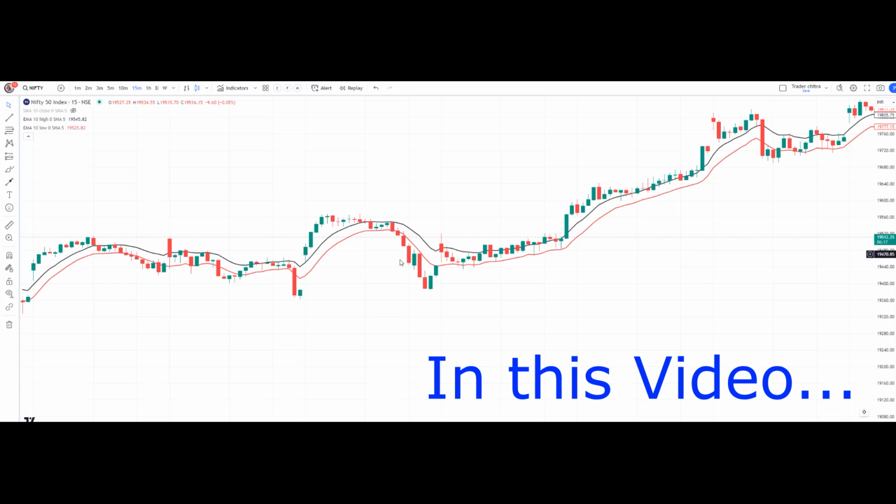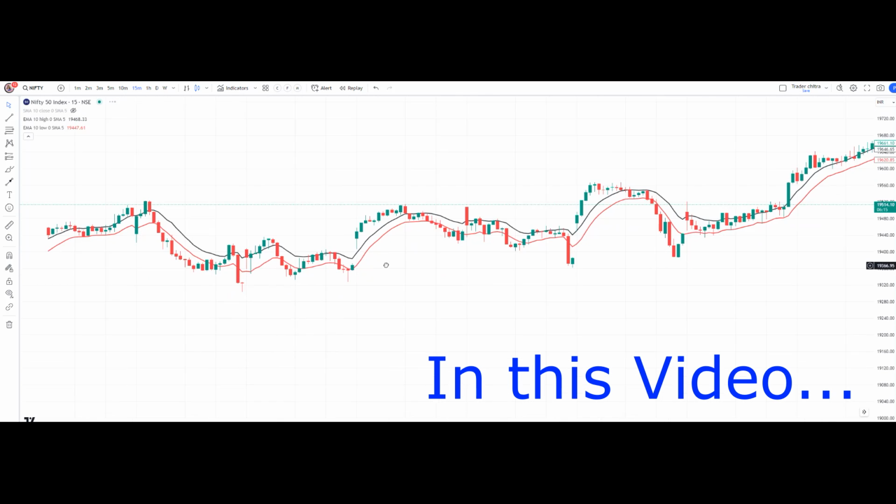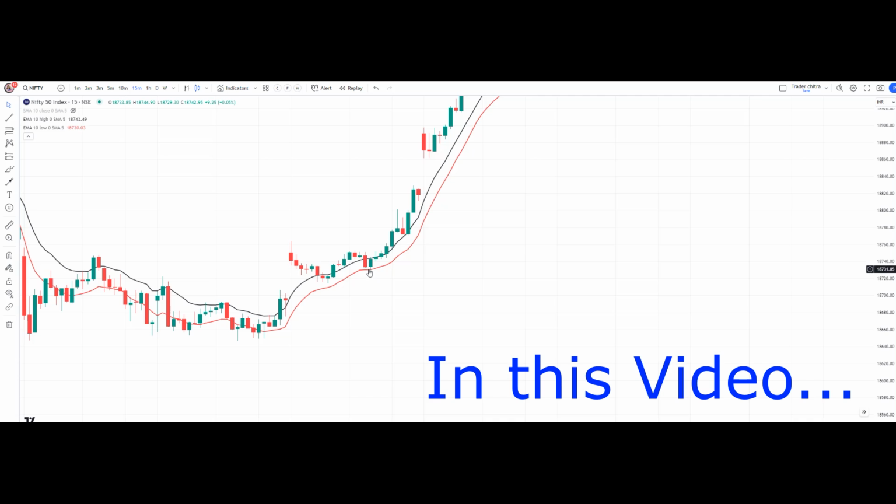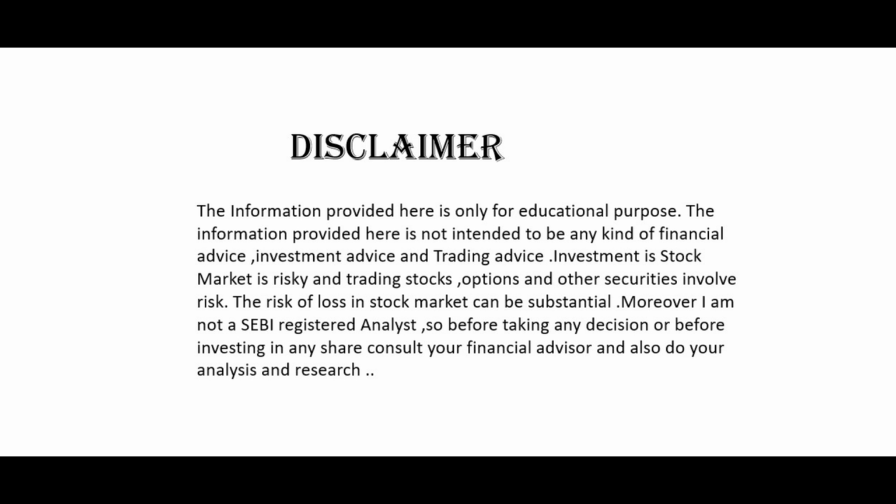Both the EMAs will be acting as one band. Price has taken support at the low of the EMA.